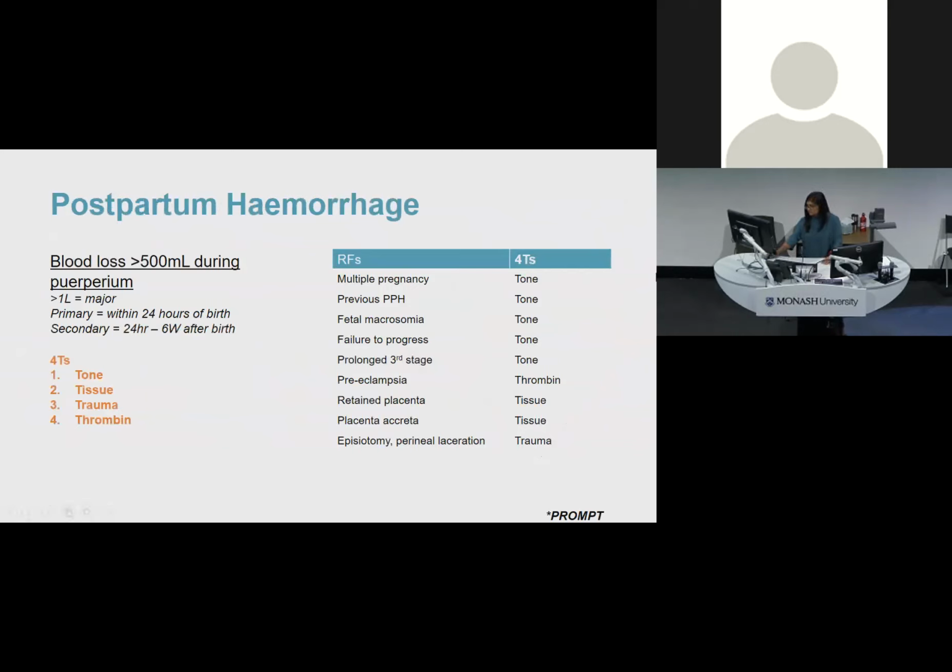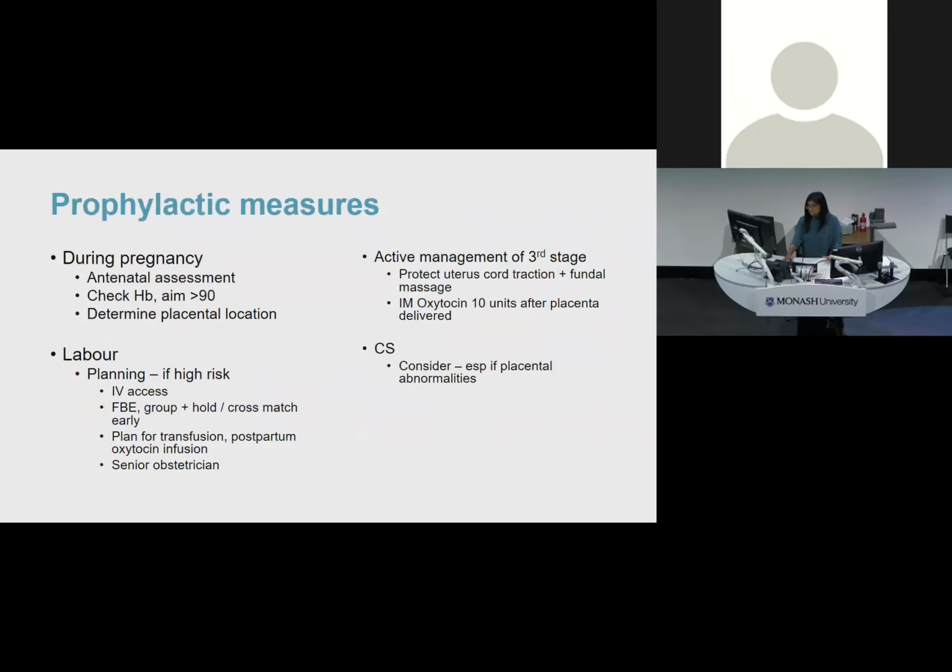These are just some risk factors that are associated with all of the different T's. I won't go into that, but I'll go into prophylactic measures. We're always doing it anyway. So during pregnancy, when we take an antenatal history, we're asking the woman if she's had a previous pregnancy, did she have PPH in that? We're always checking the Hb because we're doing a full blood examination as a part of our initial workup, and we do know the placental location when we do their routine ultrasound in the 2nd trimester.